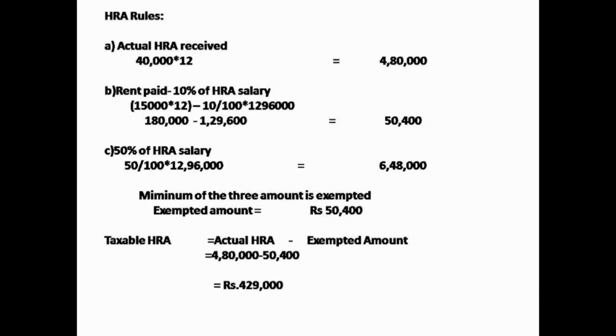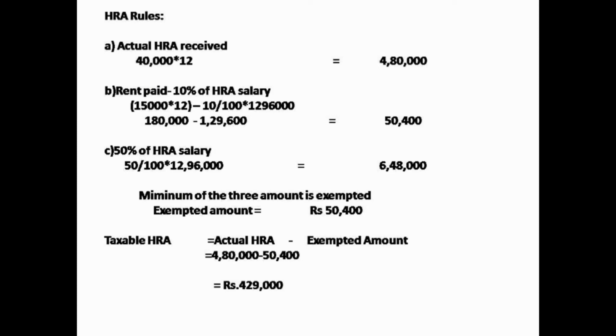First one, actual HRA received by the employee. This will be given in the problem itself. Actual HRA received by the employee is 40,000, so that is per month. We have to consider it per year. So 40,000 into 12 is coming 4,80,000.